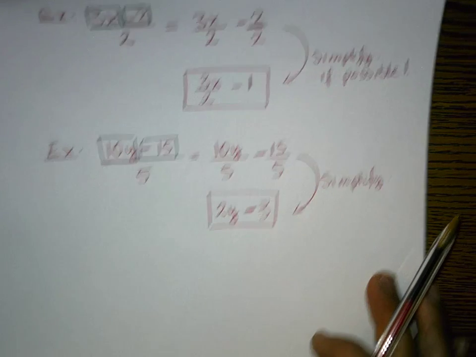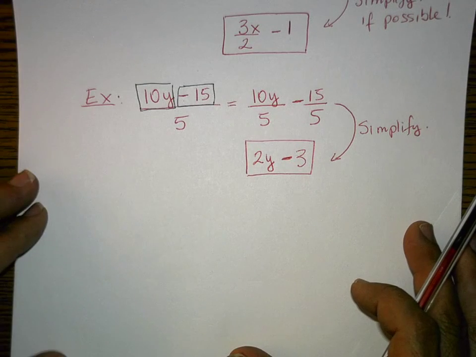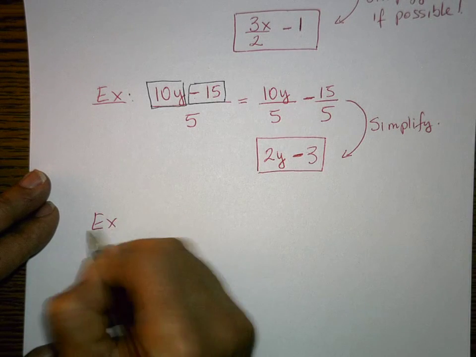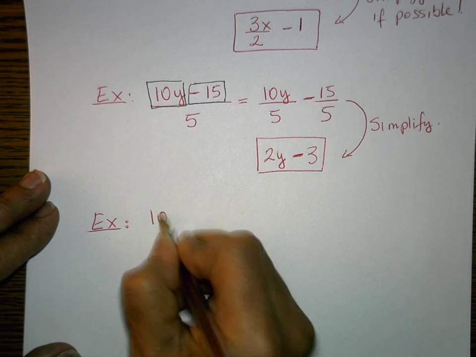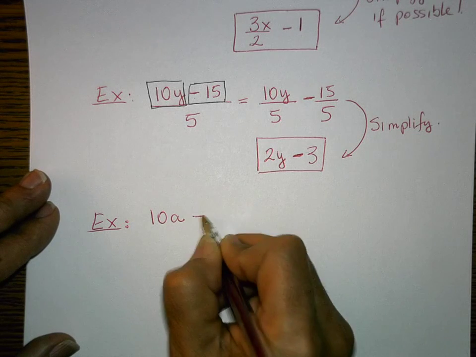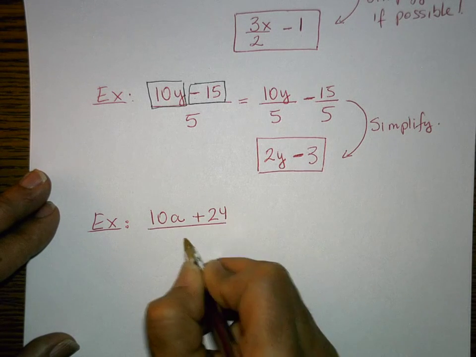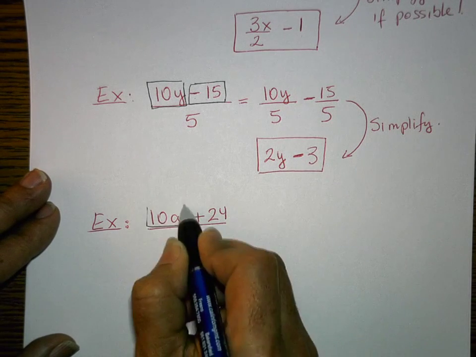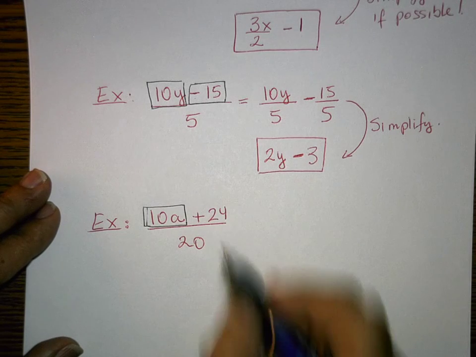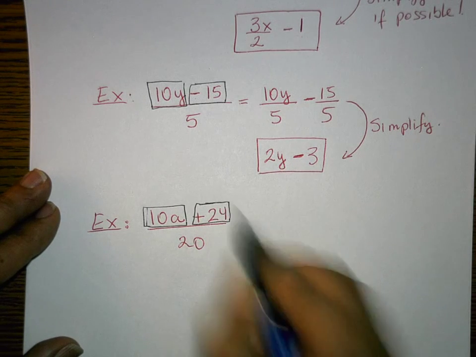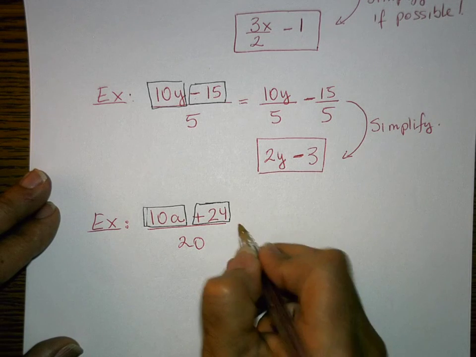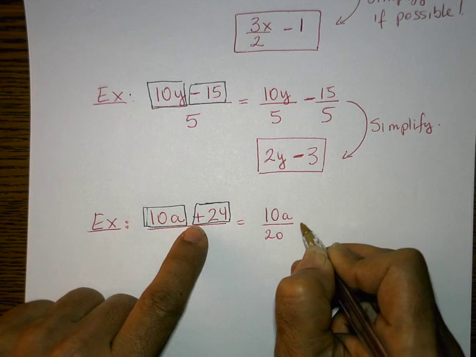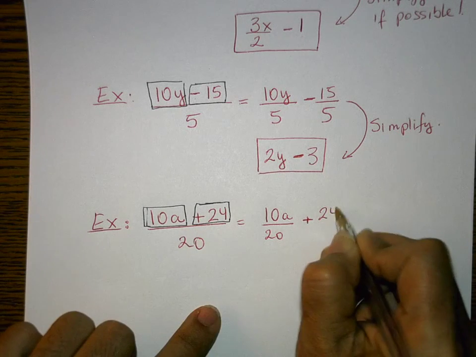Let's do one where both of them don't simplify in the same way. So let's do one last little example of this kind of stuff. Let's do 10a, let's pick a different variable, plus 24, and let's divide it by 20. Okay? So immediately you should see I have my 10a. 10a is going to get its own denominator, and the positive 24 is going to get its own denominator. Alright, so 10a divided by 20 plus, there's a positive, 24 divided by 20.